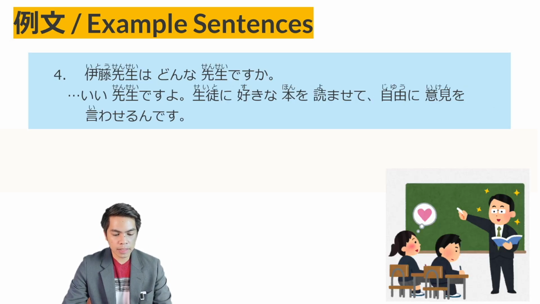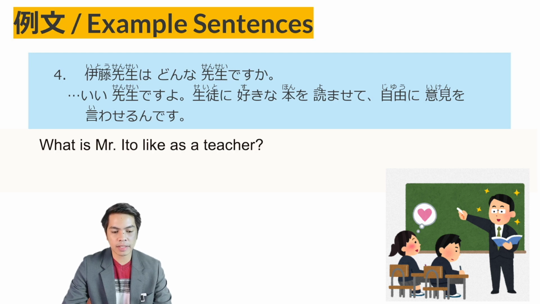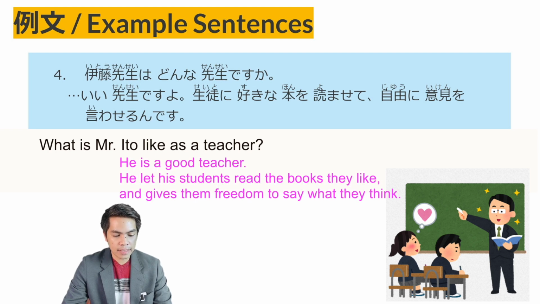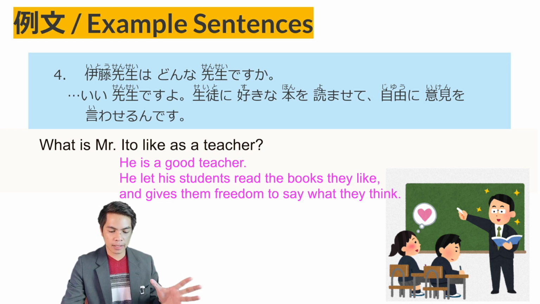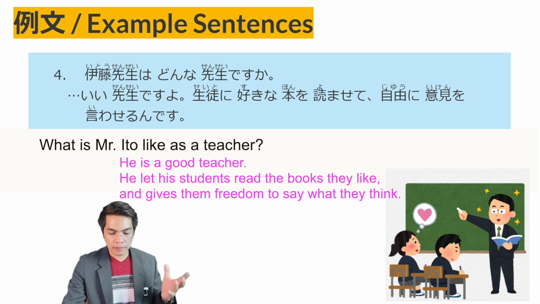Example sentence number 4. Ito sensei wa donna sensei desu ka? So, what is Mr. Ito like as a teacher? Ii sensei desu yo. He is a good teacher. Seito ni suki na hon o yomasete. The verb yomimasu becomes yomasete or yomasemasu, make someone read. It has the particle o for the object because it is a transitive verb, so the person is marked with the particle ni. Seito ni, make the students read the books they like, and then jiyu ni, freely, iken o iwasete iru n desu. He makes his students state their opinions freely.